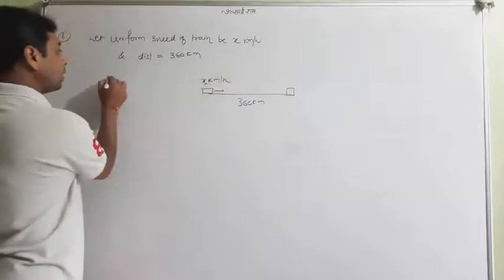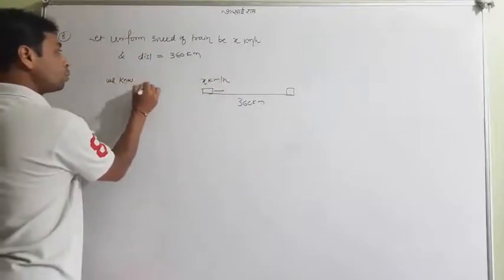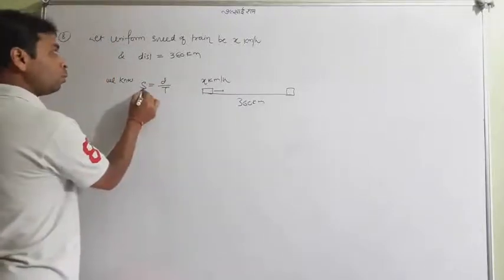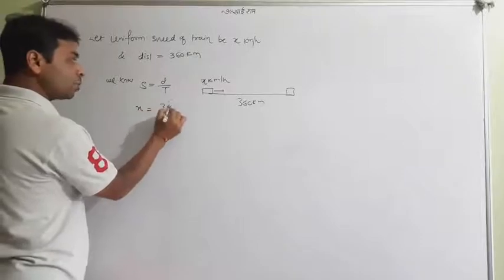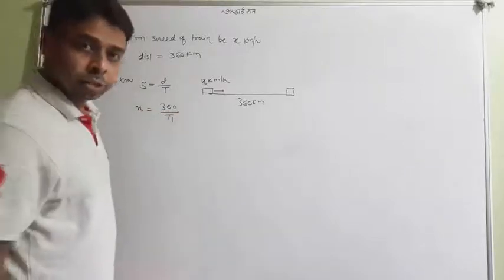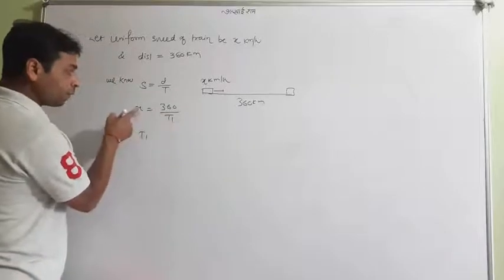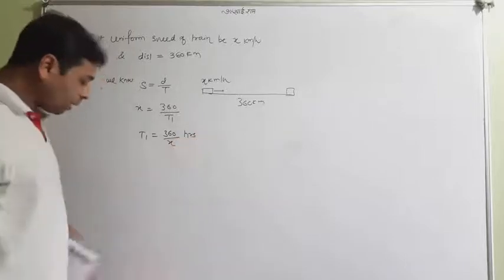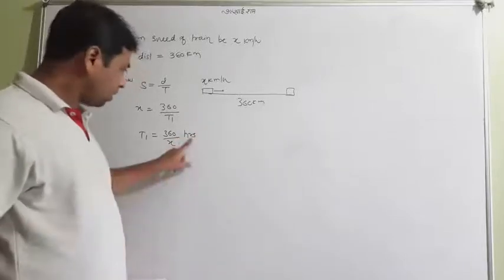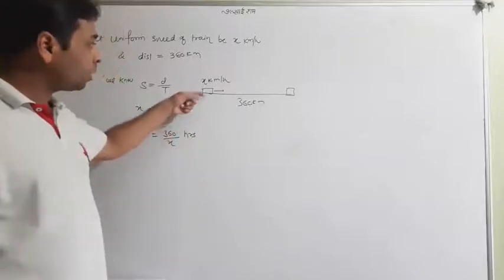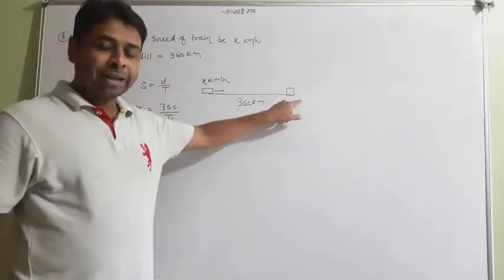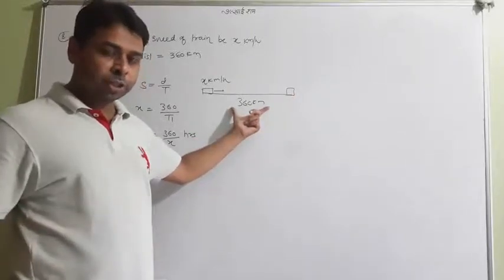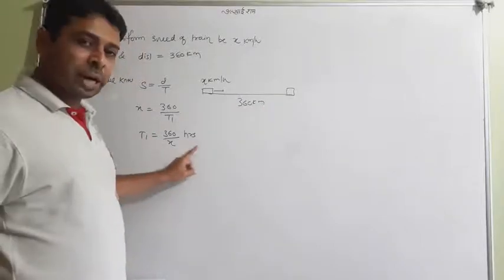Without wasting time, we know speed equals distance upon time, a very simple formula. We have speed x and distance 360 upon t1. Transferring t1 and x by cross multiplication, t1 equals 360 by x hours. This means the train takes 360 by x hours to reach the destination after covering the 360 kilometer distance.